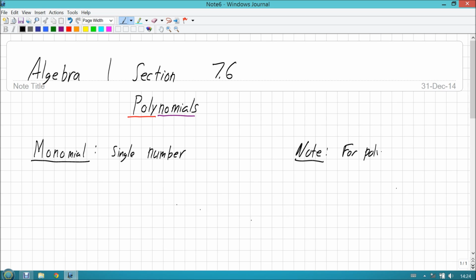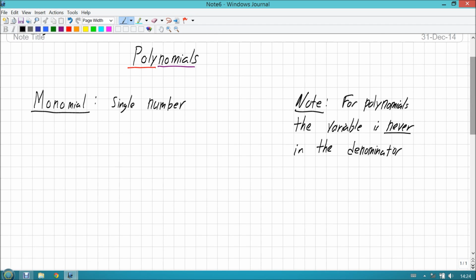for polynomials, the variable is never on the denominator, or I should say in the denominator. If it ever is, it's no longer a polynomial function. It might be a polynomial function in the denominator, but the whole thing is not polynomial. Okay, so a monomial would be a single number.